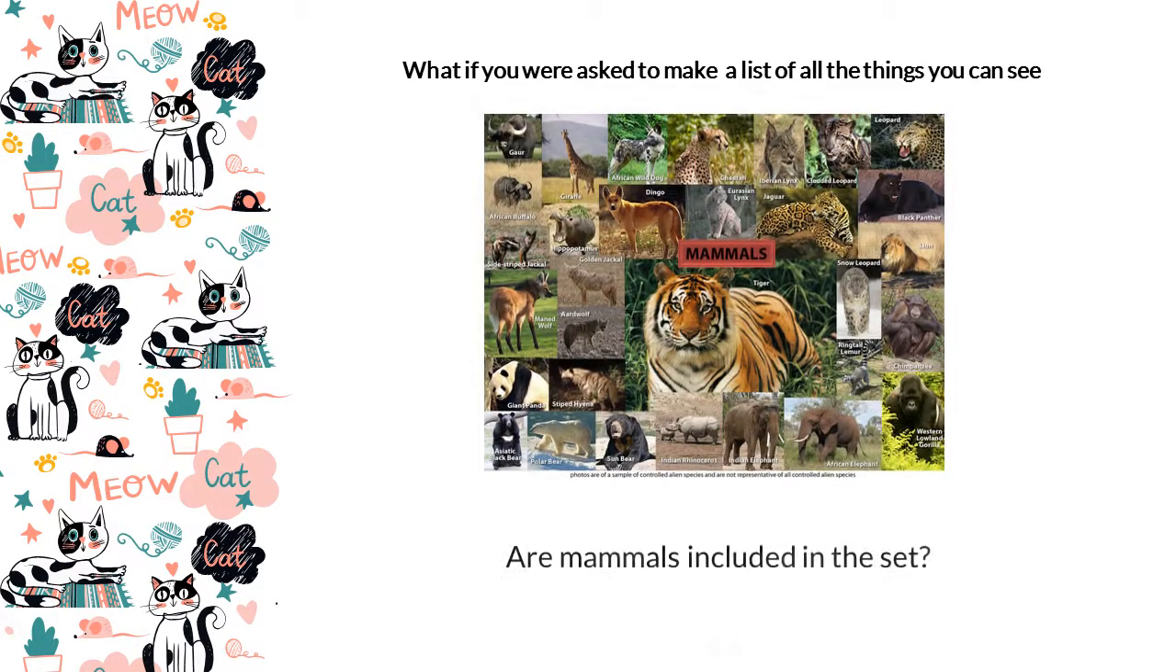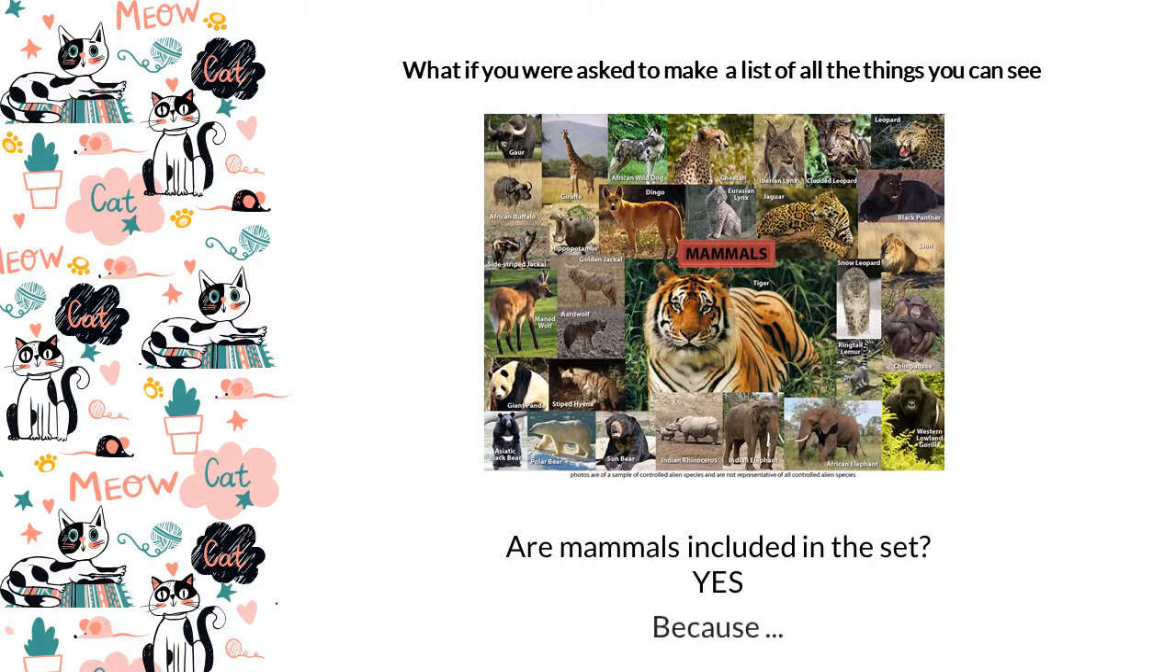Of course, you can write everything down, but some of the things you would like to mention are groups of mammals like cows, tigers, monkeys, and giraffes. What if you were asked to make a list of all the things you can see? For example, are mammals included in the set? The answer is yes, because all the elements in the set should be related and well-defined.